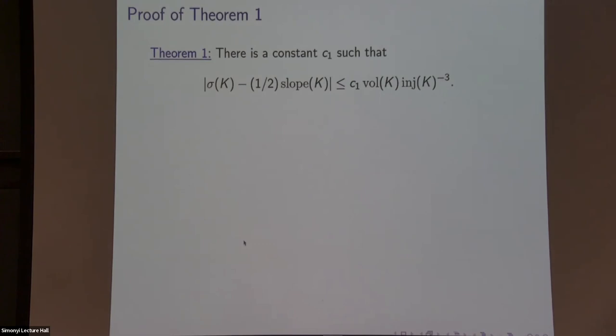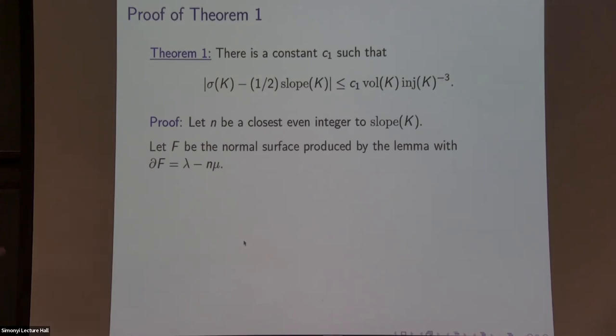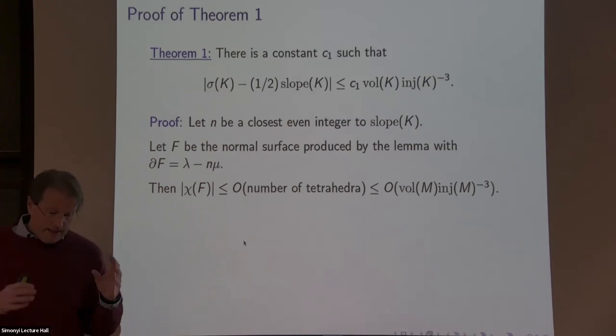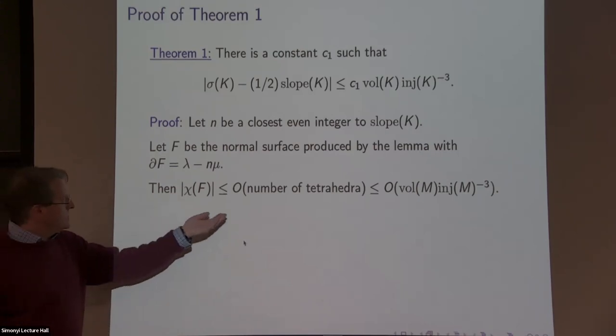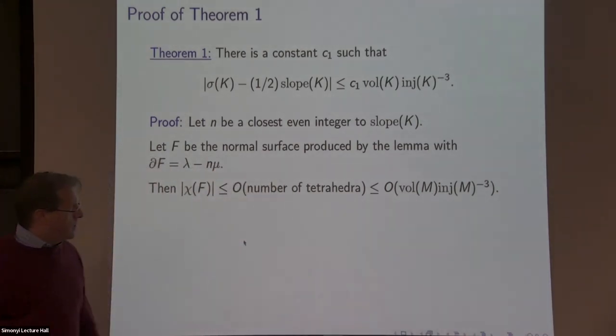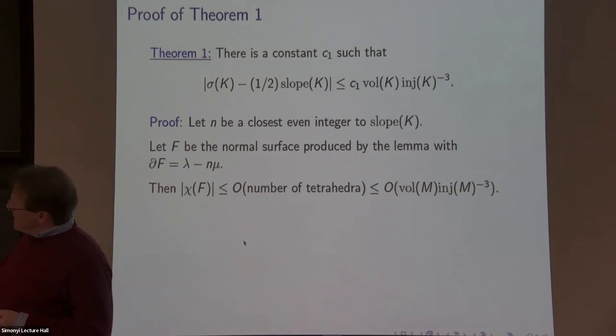Okay, so I can now prove the theorem. There it is. Let n be a closest even integer to the slope. Let F be the normal surface that we've just constructed, whose boundary has slope lambda minus n mu. So we can estimate the Euler characteristic of that surface, because that surface is composed of triangles and squares, and the number of triangles and squares is at most the number of tetrahedra. And so the Euler characteristic is linearly bounded in terms of the number of tetrahedra. And the number of tetrahedra was linearly bounded in the volume divided by the inverse cube of the injectivity radius. Okay, so this is actually a useful fact to know: every hyperbolic knot has a spanning surface whose Euler characteristic is controlled geometrically.